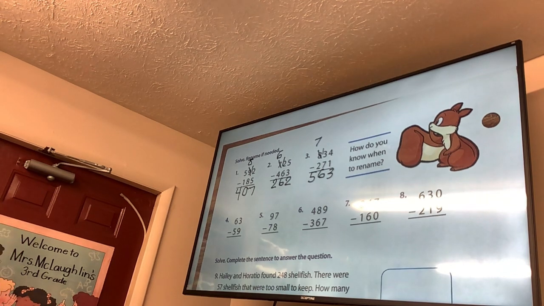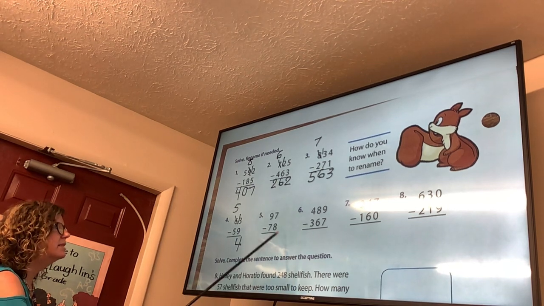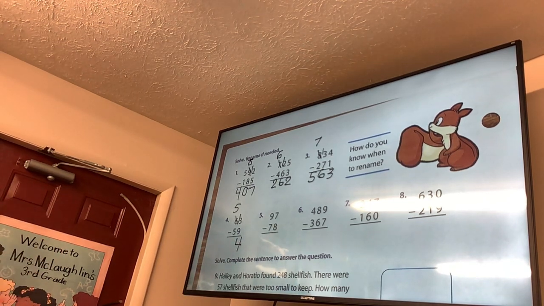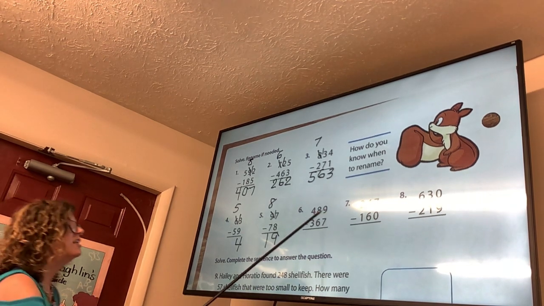63 minus 59. 3 minus 9? Can't do that. Go to the tens. Instead of 6 tens, we have 5. And instead of 3 ones, we have 13. 13 minus 9 is 4. And 5 minus 5 is 0. So we need to put it? No. 97 minus 78. 7 minus 8? Can't do that. 9 tens becomes 8 tens, and 7 ones becomes 17. 17 minus 8. 9. Very good. We already had that on the front, didn't we? You guys said it faster this time. And 8 minus 7 is 1. Answer. 19.